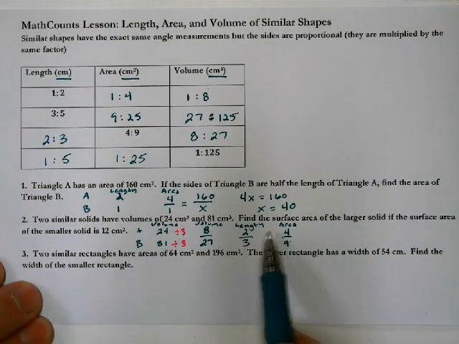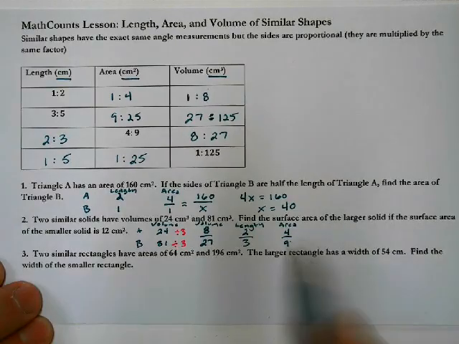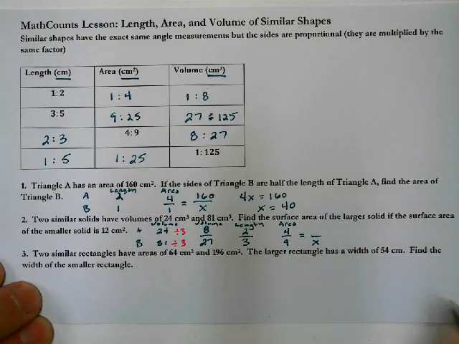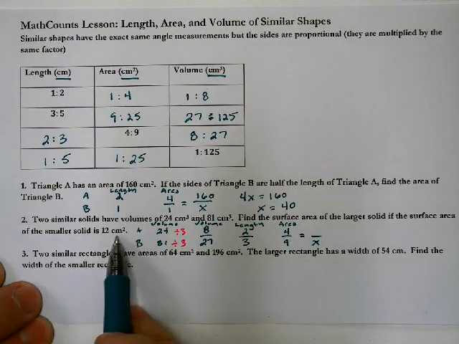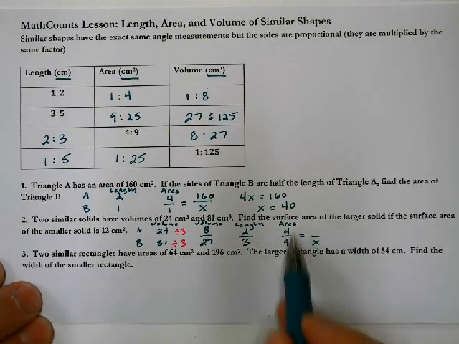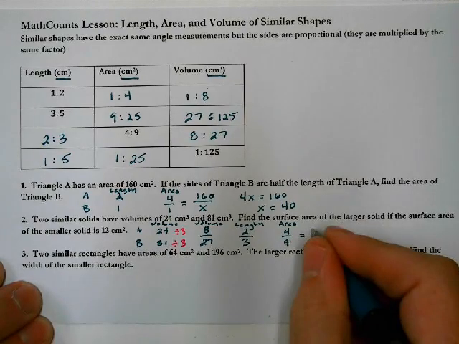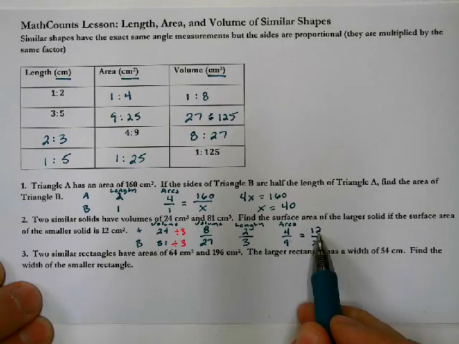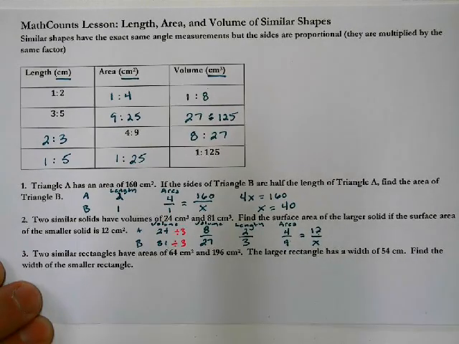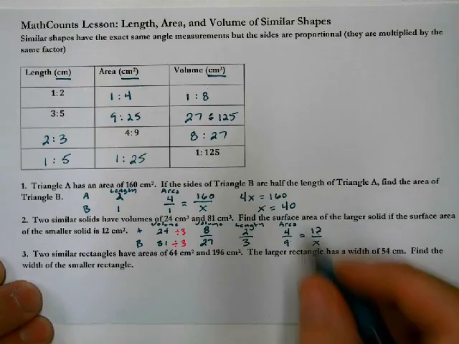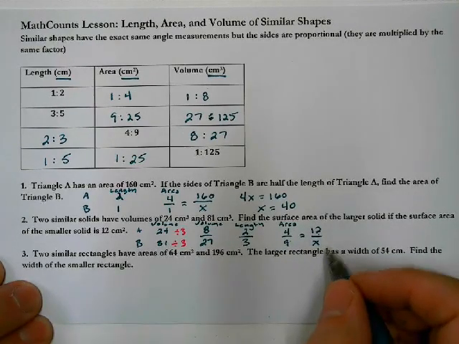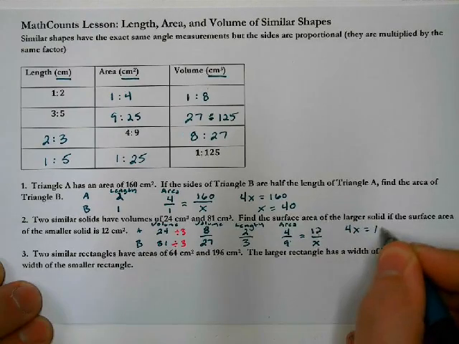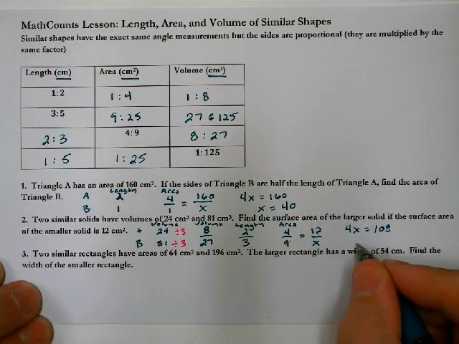It says find the surface area of the larger one. So I'm looking for B, the one on bottom that's larger. If the surface area of the smaller one is 12, so I'm working with area ratio 4 to 9, and we know that this is 12. I can definitely see here that I'm multiplying by 3 to get here. So we could do 9 times 3 to get 27 for x if we want to. We're just jamming through the problem, going as fast as we can. Or you can just do cross products. 4x is equal to 108. Divide by 4, and we would get 27.